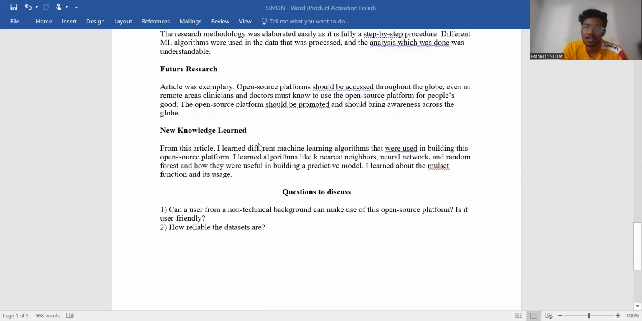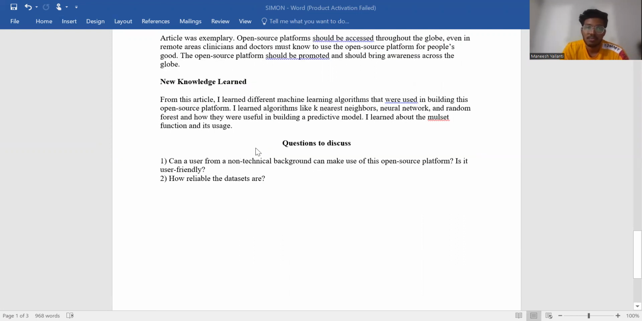Future research. The article was quite exemplary. Open source platforms should be accessed throughout the globe. Even in remote areas, clinicians and doctors must know how to use the open source platform for people's good. The open source platform should be promoted and should bring awareness across the globe.